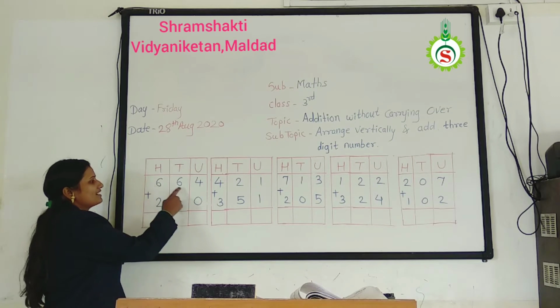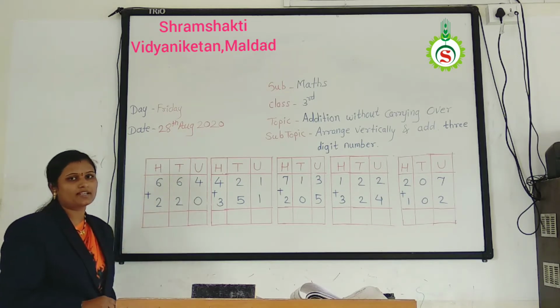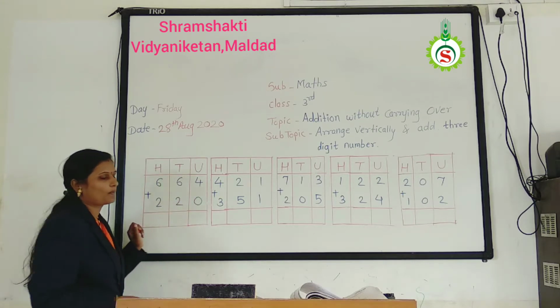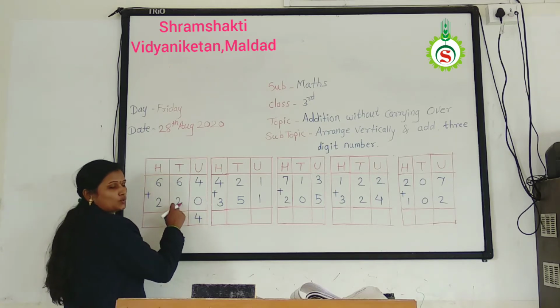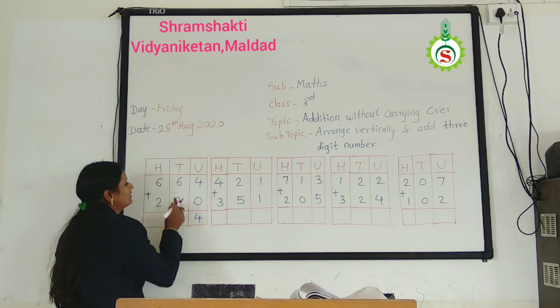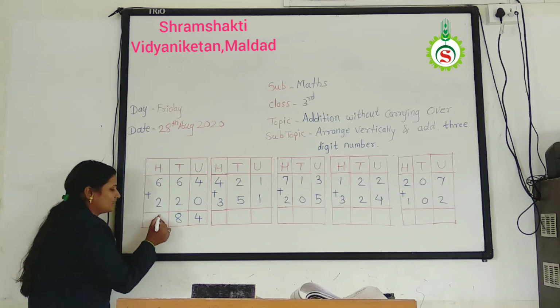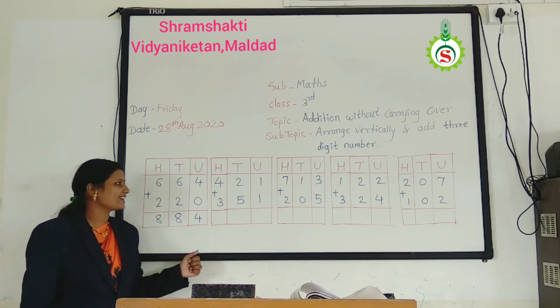See here, 664 plus 220. You see first which column? Unit column. 4 plus 0, 4. 6 plus 2, 8. Write down 8. Then 6 plus 2, again 8. We get 684. See the next example.